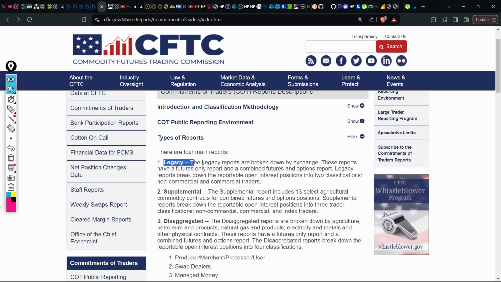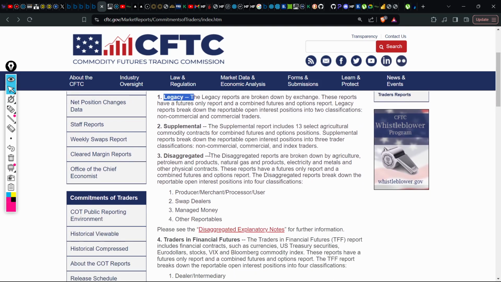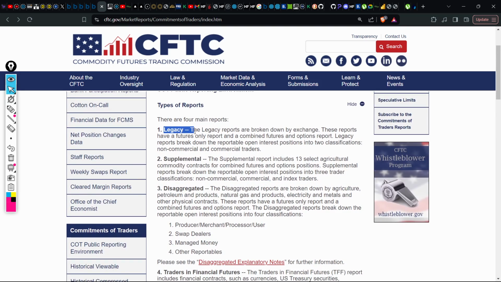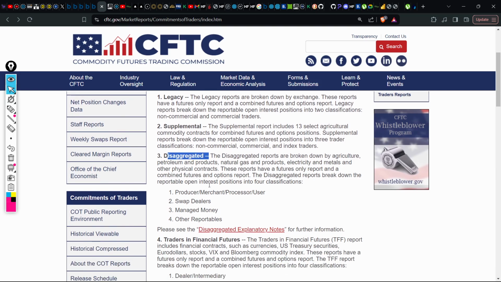But remember, in this video we're talking about gold, and as has been stated, gold is a metal and it's found under this category, disaggregated. If you go here, you won't find the positions for gold. No, you'll find them in the disaggregated report. This report is broken down into 4 classifications with 3 main ones. There are only 3 main ones. These other reportables, you can ignore.